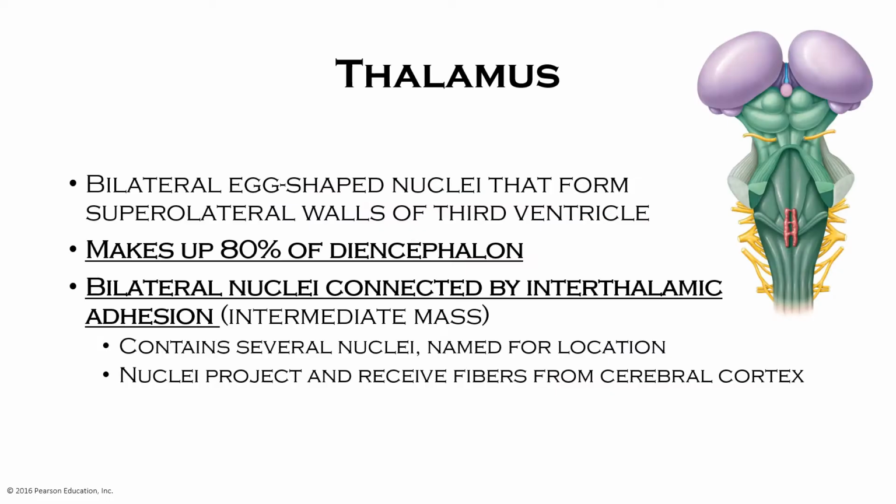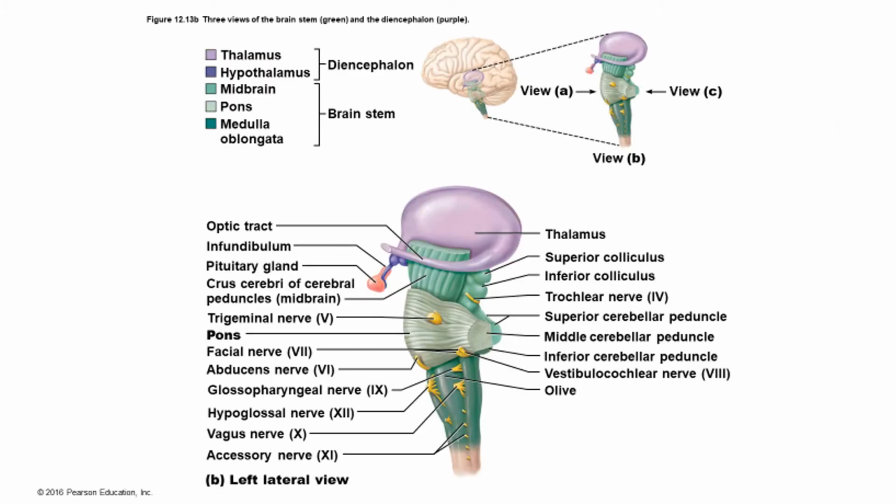Remember, it is bilateral, egg-shaped nuclei, so there's a right and a left aspect to the thalamus, just like for your cerebral cortex. So it makes up 80% of the diencephalon. And another picture here, side view of it, so it's that purple structure at the top.